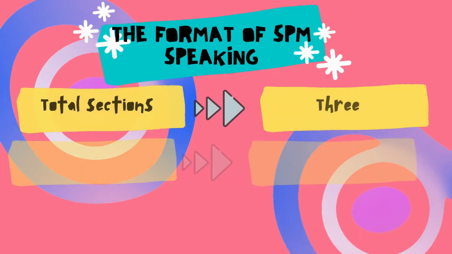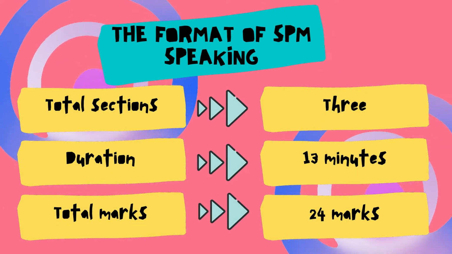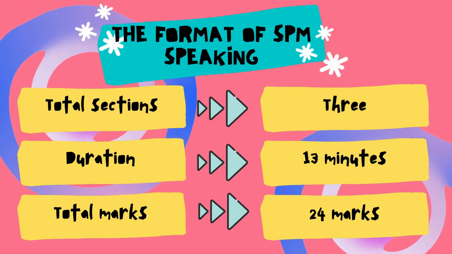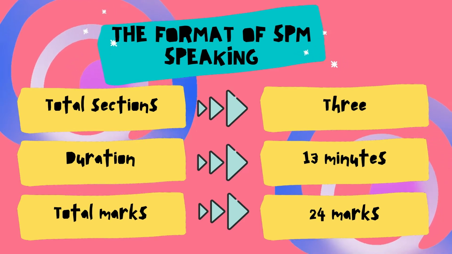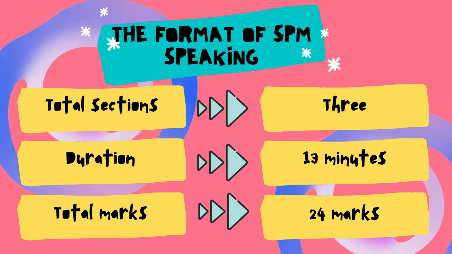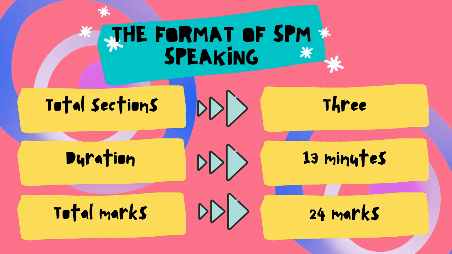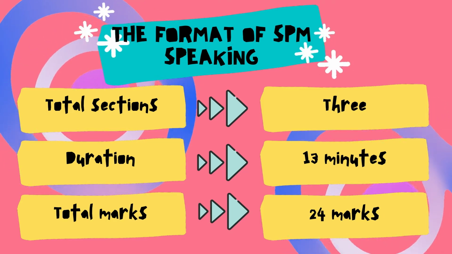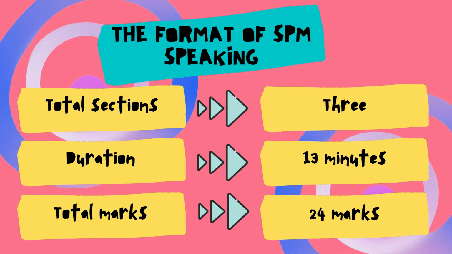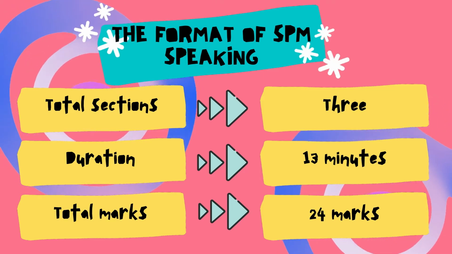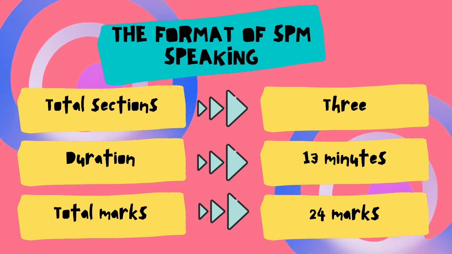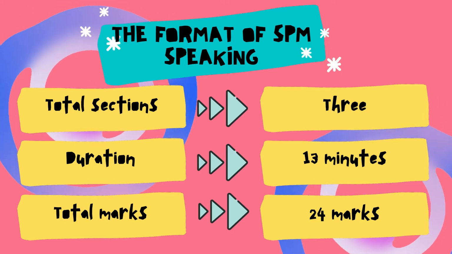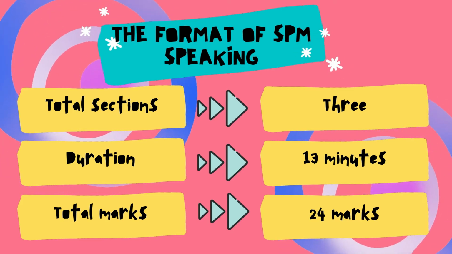Alright boys and girls, let me introduce you to the SPM speaking format. The test consists of 3 parts, which I will explain to you later on how each part is different. The other thing you should be aware of is the duration of the test. Part 1 and Part 2 last for 3 to 4 minutes, while Part 3 lasts for 4 to 5 minutes. The whole test should roughly last for about 13 minutes.